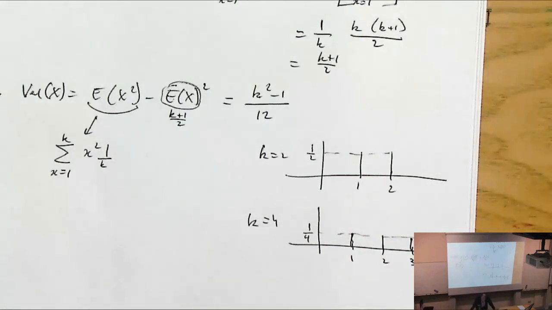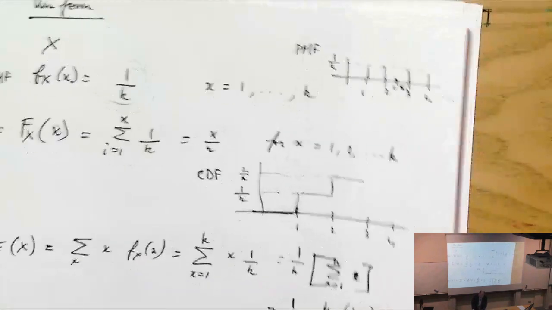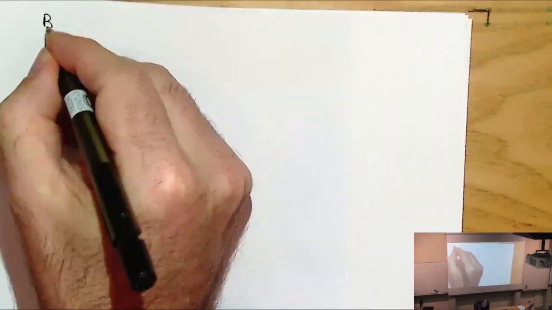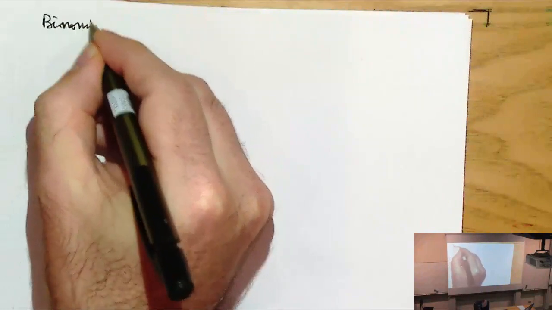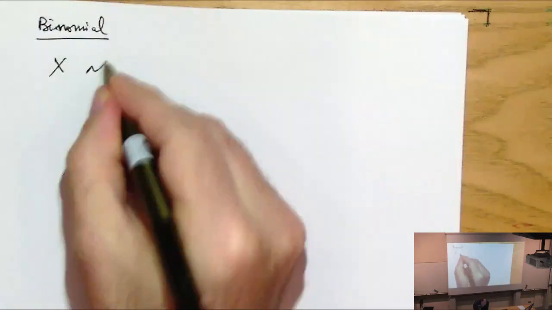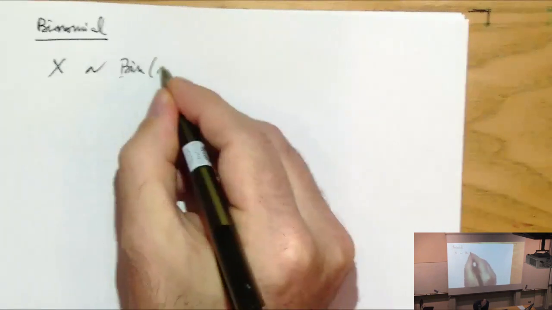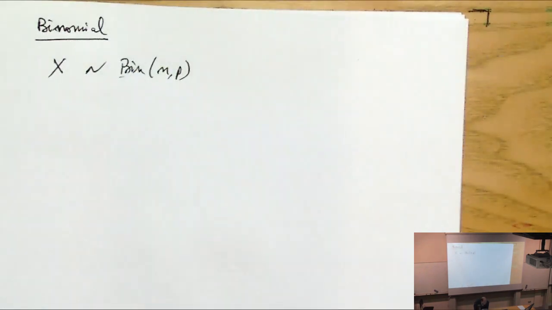Good. So this is probably the simplest probability mass function we can look at. A more interesting one is called the binomial. I have a random variable X, and I'm saying it is binomially distributed, and I denote it like this: Bin(n, p), with two parameters n and p.